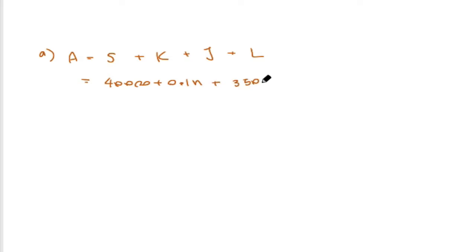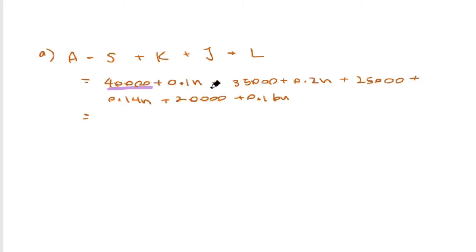Calvin then is $35,000 plus the 0.2 N. Jean is $25,000 plus 0.14 N. And then Luxana was $20,000 plus the 0.16 N. So if we simplify this together, we can collect the like terms. So I'm going to collect together this, this, this, and this first, and we get 120,000 plus, then we have to add together our other like terms, at 0.6 N. So there's the expression for the total amount.